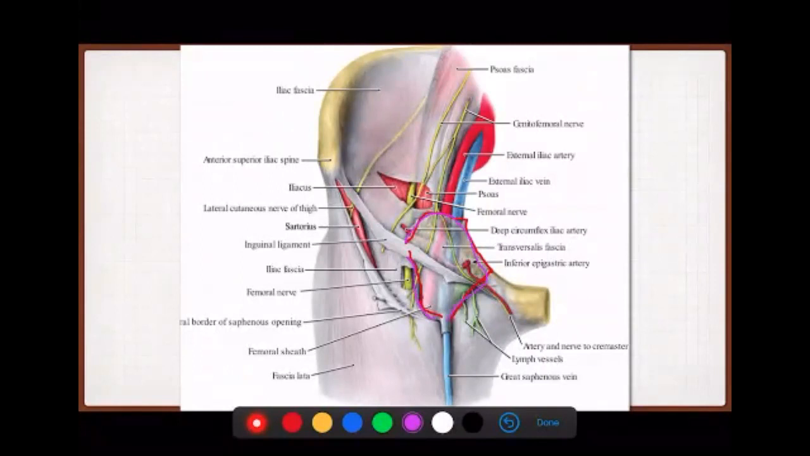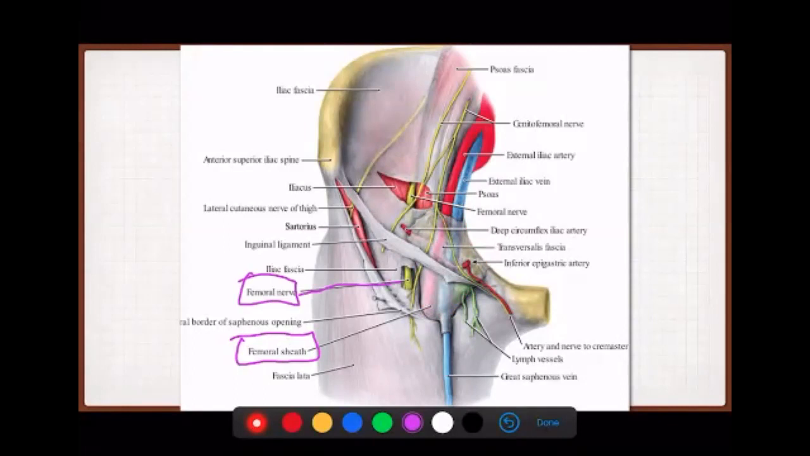Femoral sheath, right? Now observe that femoral sheath, how they depicted it. You have already seen this in dissection. The femoral nerve lies outside the femoral sheath, right?